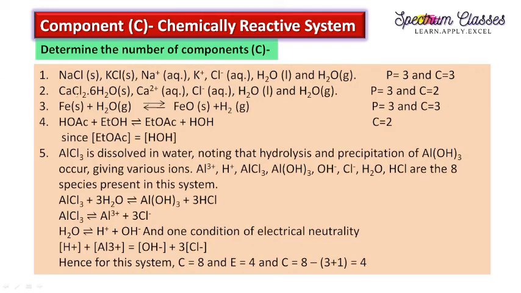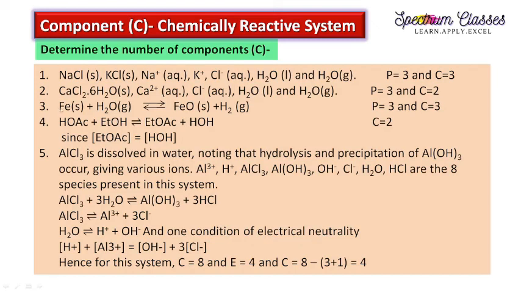Now coming to the second question. Here we have calcium chloride hexahydrate as solid, and calcium 2 plus aqueous, Cl minus aqueous, H2O liquid and H2O gas. If we consider the number of phases, 3 phases are there: solid, liquid and gas. If we establish the equilibrium here, calcium chloride hexahydrate dissociates into calcium 2 plus, Cl minus and H2O as crystalline water. So one equilibrium is there, the second is electrical neutrality. So two equations are there and number of species is 4. So 4 minus 2 is equal to 2. It's a 2 component system.